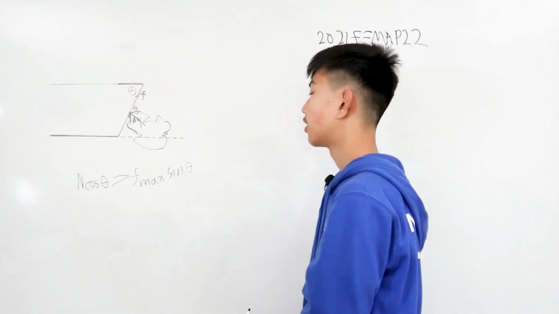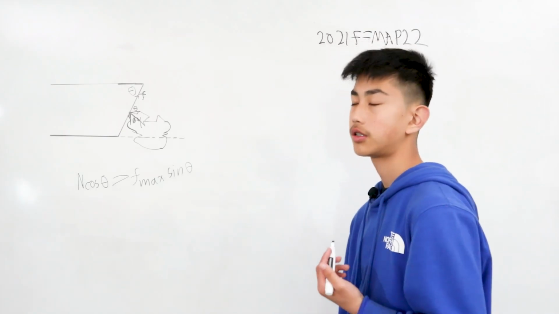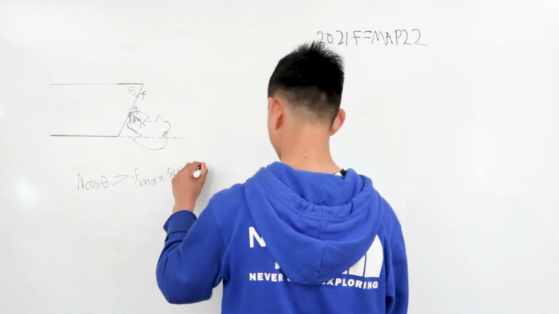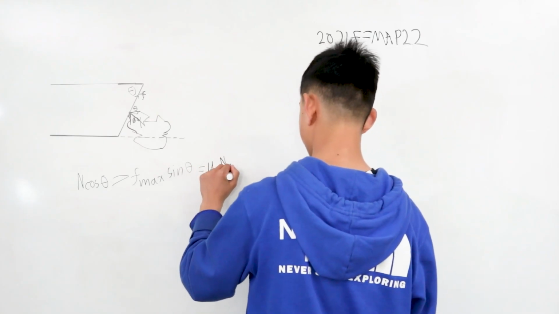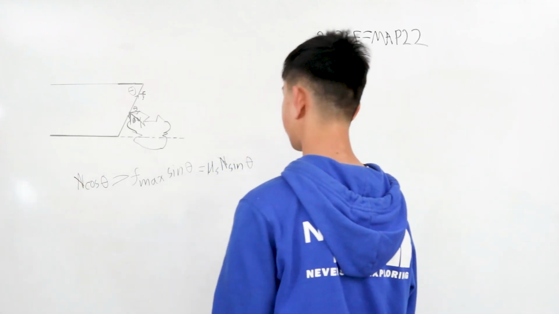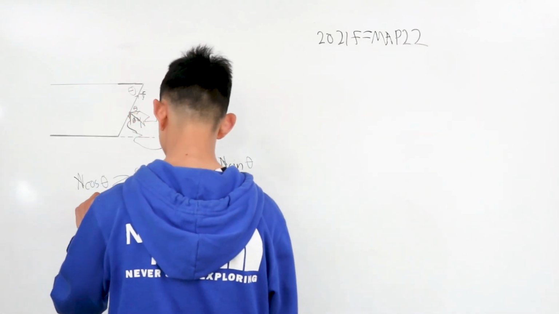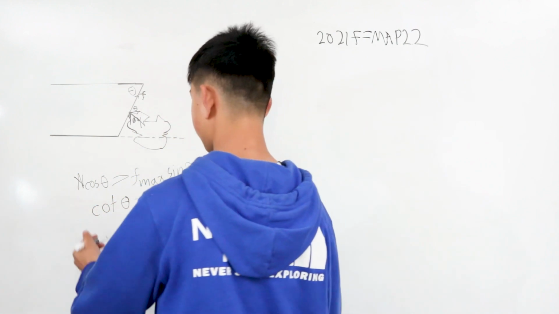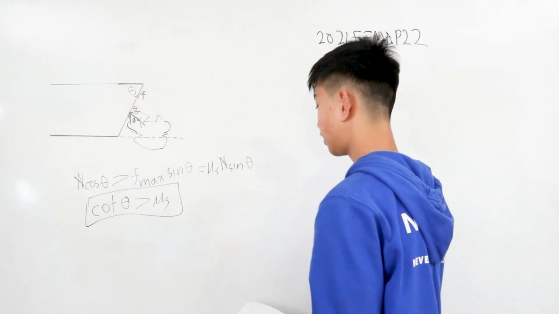If this was greater than N cosine theta, then the ice would be pushed up, but we want it to not be pushed up. And the maximum force F times sine of theta is equal to mu s, the static friction coefficient, times N times sine of theta. You can cross these out, and then when you divide both sides by sine of theta, you get that cotangent of theta is greater than mu s, which is exactly the answer we want for this problem, and is answer choice A in the answer choices.